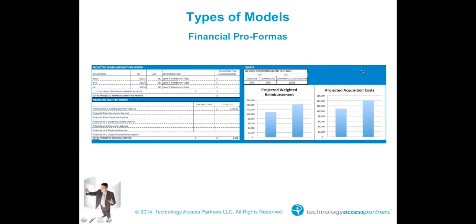Let's look at an example of a typical pro forma. And again, concept, if you look at the left side, projected reimbursement, and then projected cost per month. And then on the right side, we're taking a look at, in this case, it's a payer mix adjustment. How much Medicare versus commercial are we going to be seeing? And then beyond that, we also take a look at the output. What are we looking at? Projected waived reimbursement, projected acquisition costs. So again, this is strictly a revenue minus expenses, come up with net reimbursement type approach.